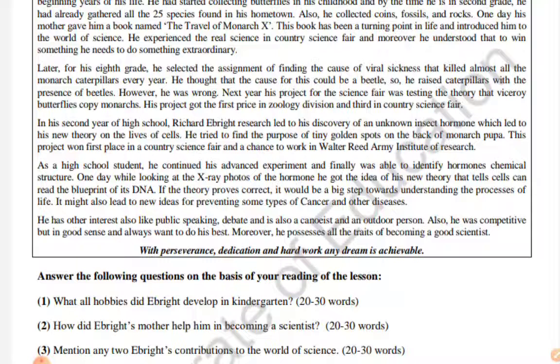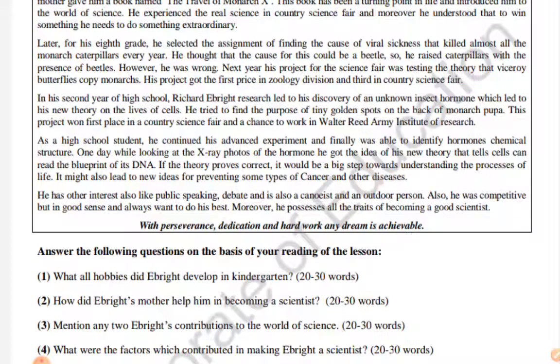However, he was wrong. Next year, his project for the science fair was testing the theory that viceroy butterflies copy monarchs. His project got first prize in the zoology division and third in the county science fair. In his second year of high school, Richard Ebright's research led to his discovery of an unknown insect hormone, which led to his new theory on the lives of cells. He tried to find the purpose of tiny golden spots on the back of the monarch pupa.